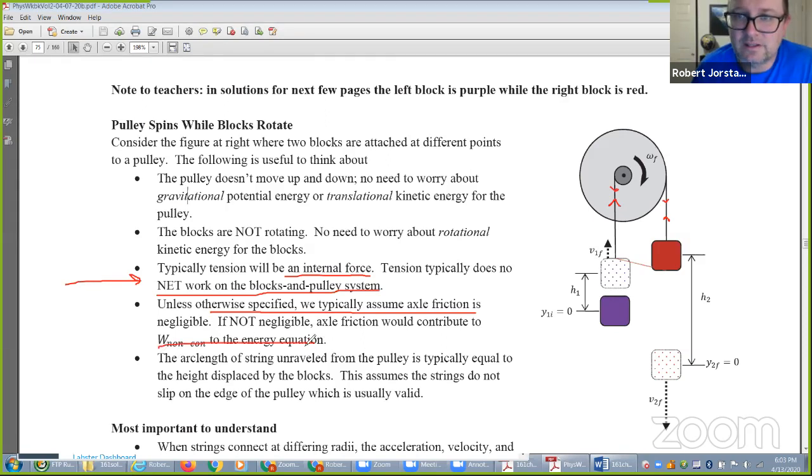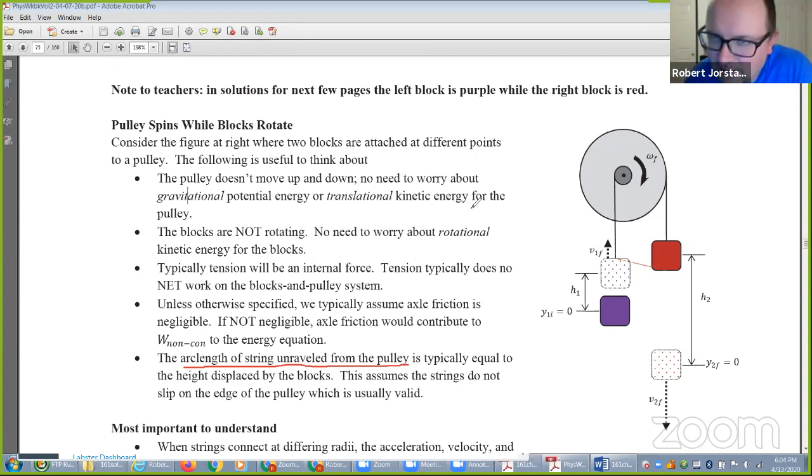And then something that's kind of nasty in these problems that we have to think about, arc length. So the arc length of string unraveled from the pulley, that's the same thing as saying the length of string unraveled, but I like to think of it as an arc length because this string is wrapped around the pulley over and over and over again. And so as this block pulls down, it's going to unravel a certain arc length. And this is one of the reasons why we don't want to say every 2 pi radians reset the angle, because it's going to matter whether you do 1 revolution, 2 revolutions, or 3 revolutions.